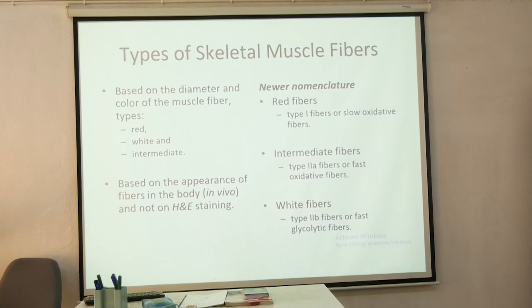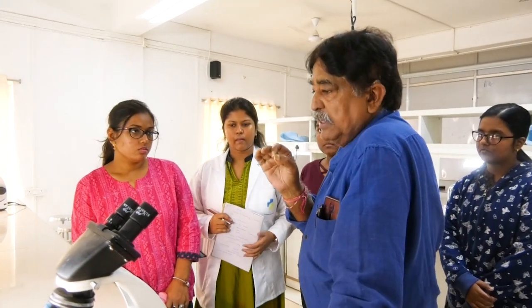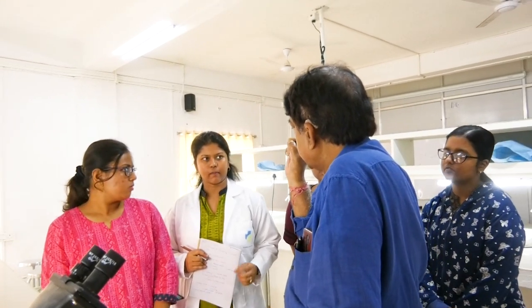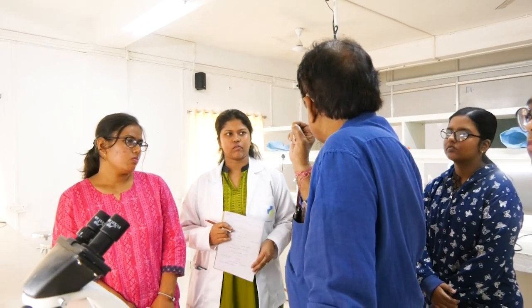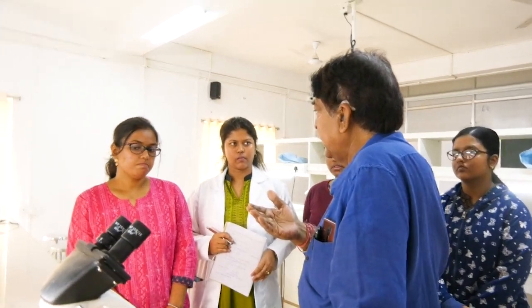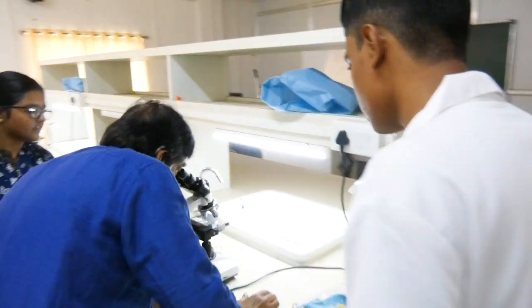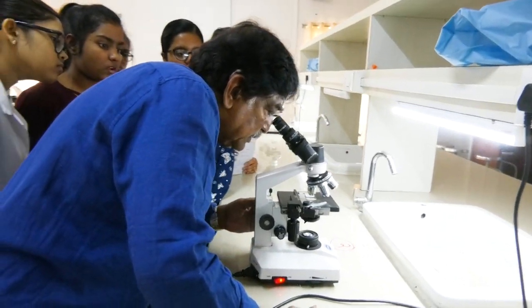Types of skeletal muscle fibers based on diameter and color of the muscle fiber: red, white, and intermediate. The type 1 fibers are slow. Anyway, now the nuclear stain will be deep blue, and this is pink. So you just see one thing I tell you. You come and see. Now this is the cardiac muscle.